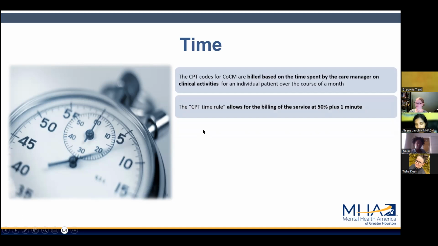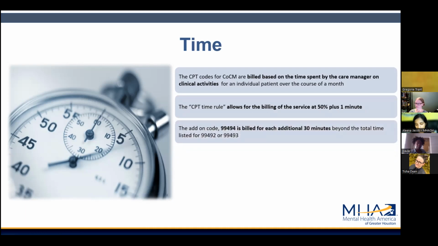The time, the CPT rule, this is the general CPT rule, is that it's billable for services at 50% of the minute time plus one, unless you're an FQHC. The add-on code is for each additional 30 minutes and can be listed with either your first month code or subsequent codes.